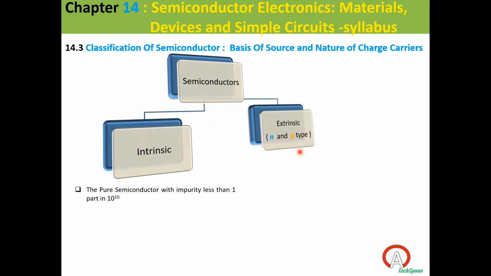Intrinsic semiconductor means if I'm taking pure silicon or pure germanium, there is no impurity. Only silicon atoms will be there. If I take a silicon crystal, it will have only silicon atoms. If I take a germanium crystal, it will have only germanium atoms. So we will call it a pure semiconductor, right? But it's not in its ideal condition; there will be some amount of impurity. That impurity will be less than 1 part per million, like 1 part in 10 to the power 10.